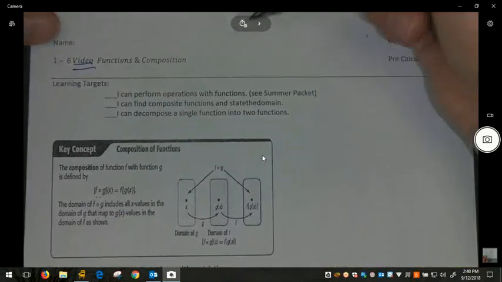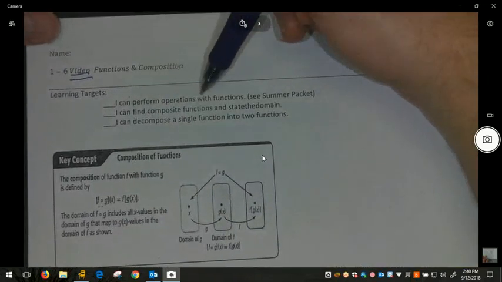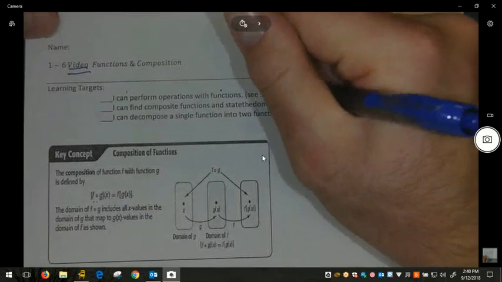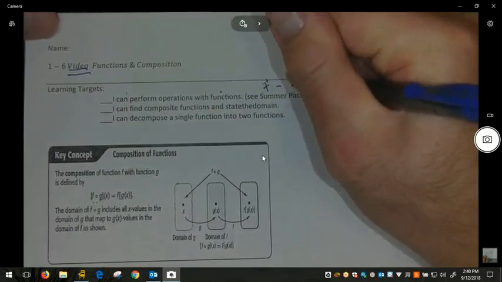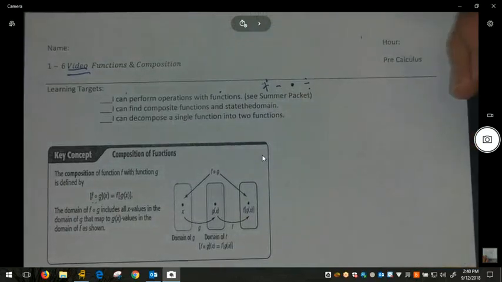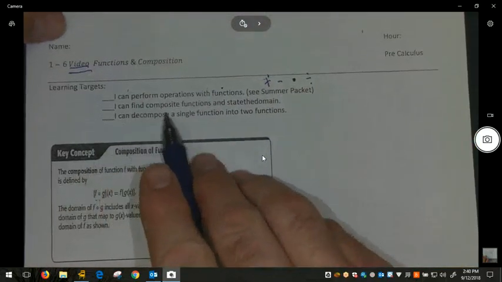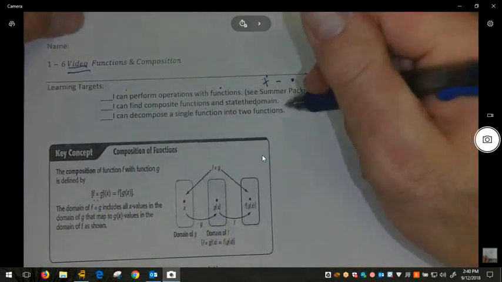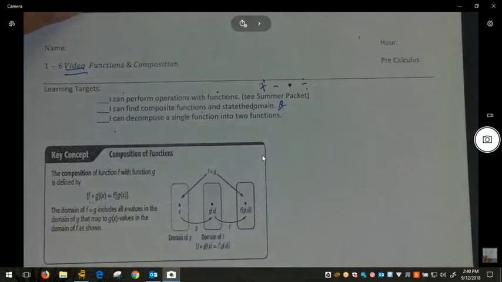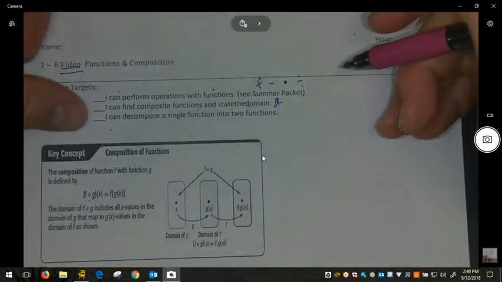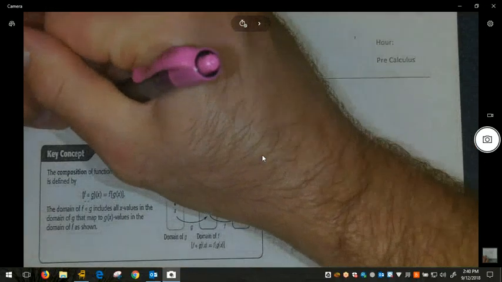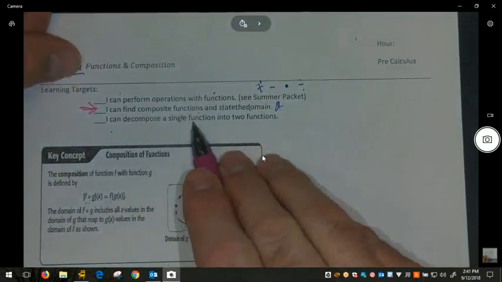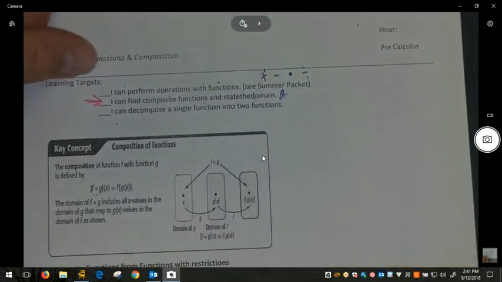The learning targets for this lesson are that you can perform operations with functions, which you did in the pre-calc summer packet. Those operations were addition, subtraction, multiplication, and division of two or more functions. That you can find composite functions and state the domain, which we did a little bit. And then in the next clip, we'll be looking at how you can decompose a single function into two functions. So the purposes of this video are to look at composite functions and state the domain.